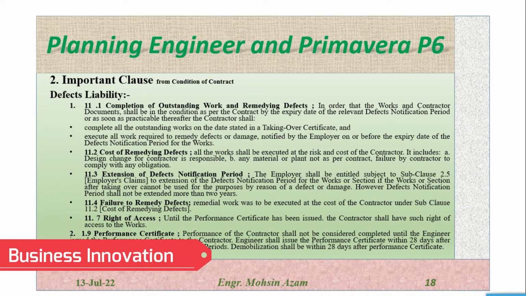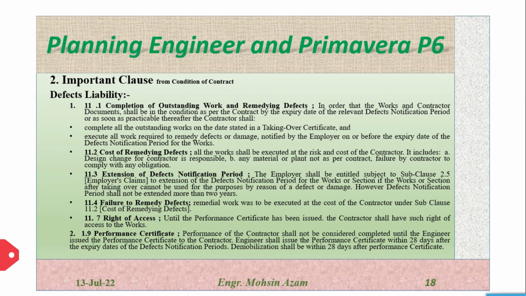So before the expiry of the defect notice period, the contractor has to complete all the outstanding work stated in the taking over certificate, and he has to execute and remove all the damages notified by the employer before the expiry of the defect notice period. 11.2, which is cost of remedying defects. All the work shall be executed at the risk and cost of the contractor if it includes a design change for which the contractor is responsible, any material or plant not as per the contract, or failure by the contractor to comply with an obligation.